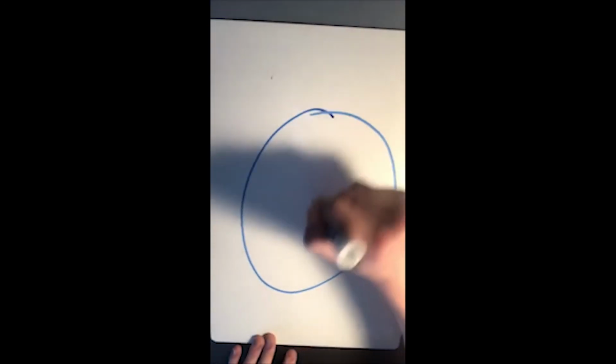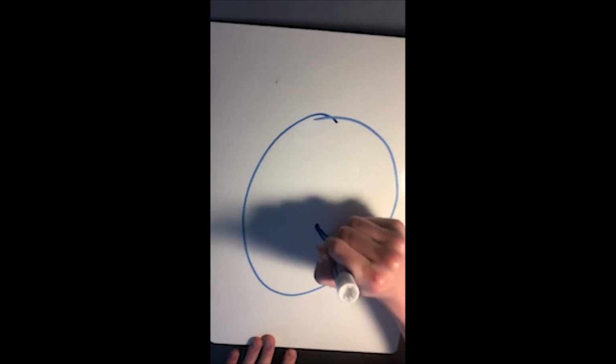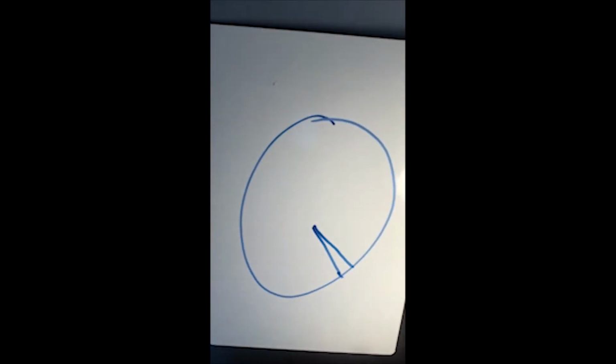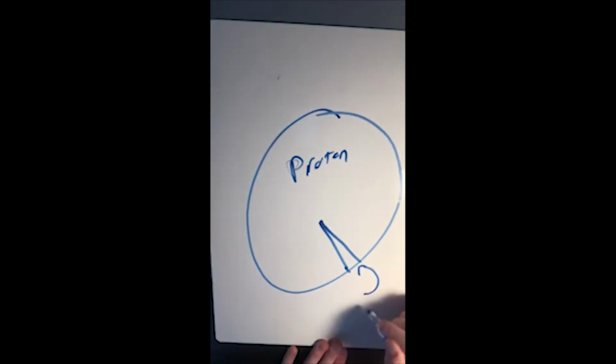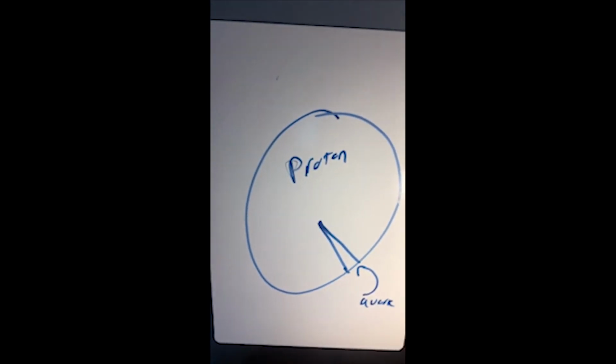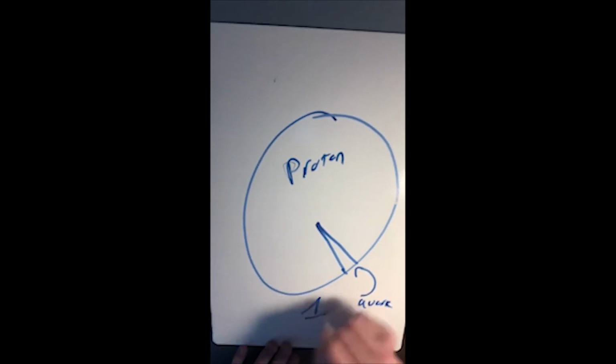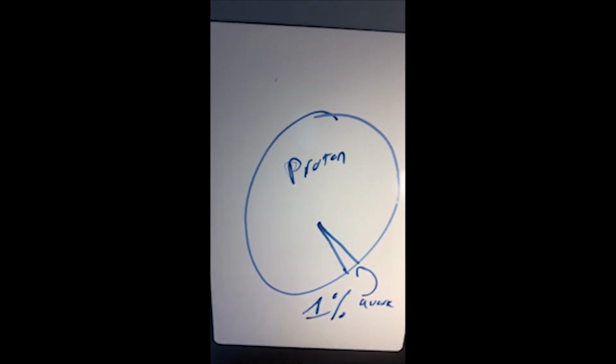Now, the quark is very interesting because it only takes up about 1% of the total mass of the proton itself, which is a very small amount, even though it is very important to the proton itself. Even though it only takes up about 1% of it, it's still very important.